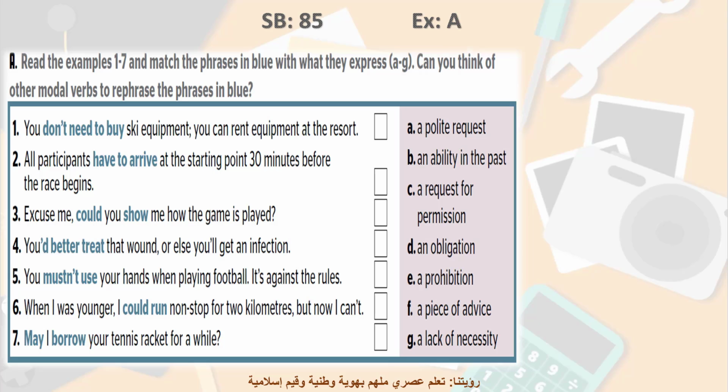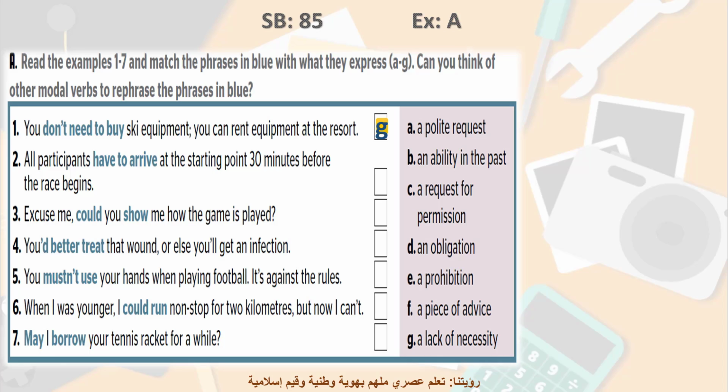Here are the answers. Number 1. You do not need to buy ski equipment. Do not need, it means ما يحتاج، ما في داعي. So the answer is yes, G, lack of necessity, نقص الضرورة أو نقص الحاجة.